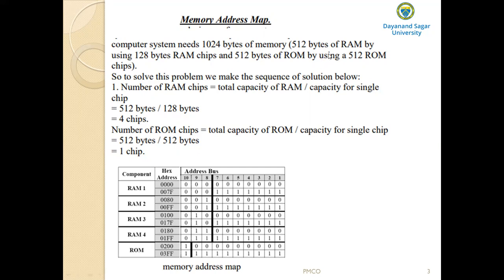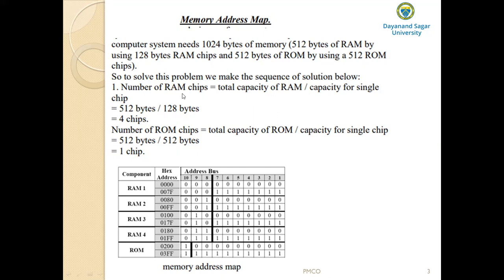Based on the total capacity of RAM given, and also the number of RAM chips given based on the capacity of the RAM chip given. So how do you find the number of RAM chips? The total capacity of RAM is given as 512 bytes. We need 512 bytes of RAM divided by the capacity for a single chip.